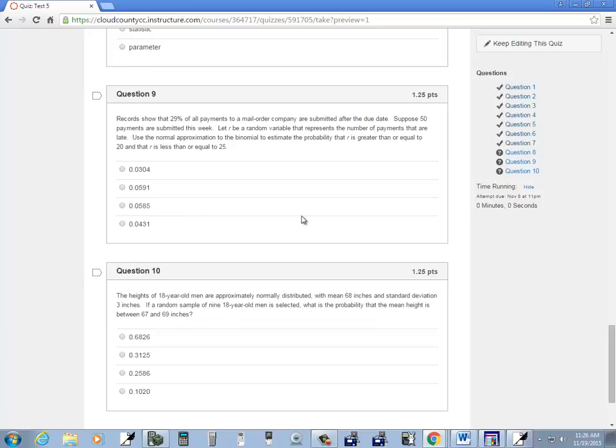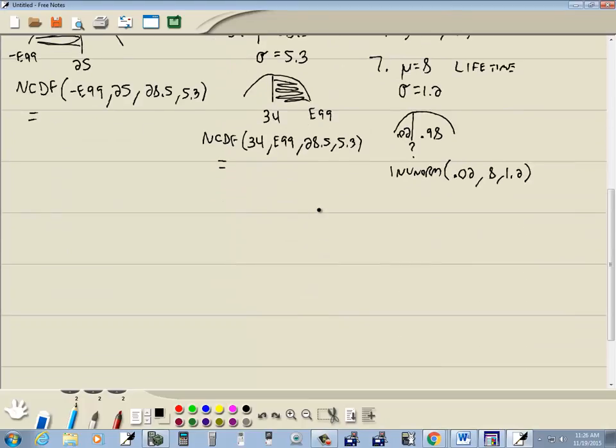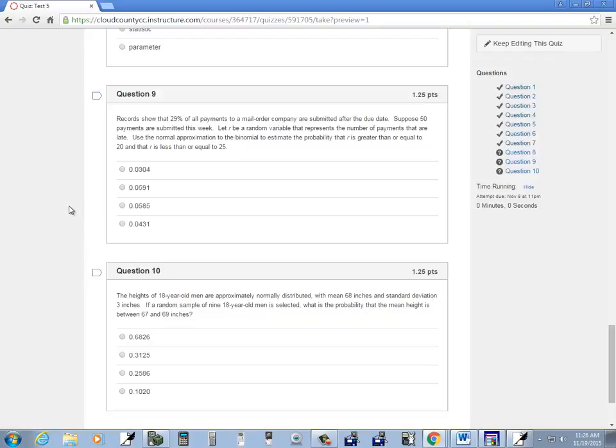Number 9. Records show that 29% of all payments to a mail order company are submitted after the due date. Suppose 50 payments are submitted this week. Let R be the random variable that represents the number of payments that are late. Use a normal approximation of the binomial to estimate the probability that R is greater than or equal to 20 and that R is less than or equal to 25.